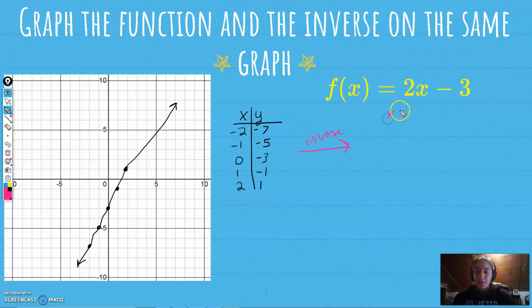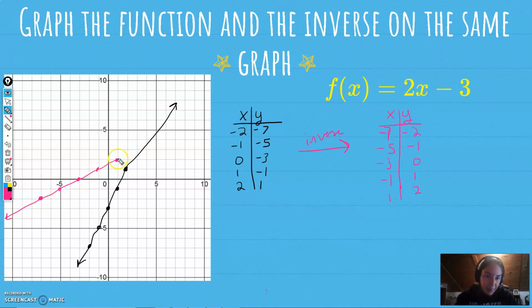The inverse then, switch all the x's and the y's. So we'd have negative 7, that's a 7. Negative 2, negative 5, negative 1, negative 3, 0, negative 1, 1, and 1, 2. Okay, drawing your best straight line as you possibly can.